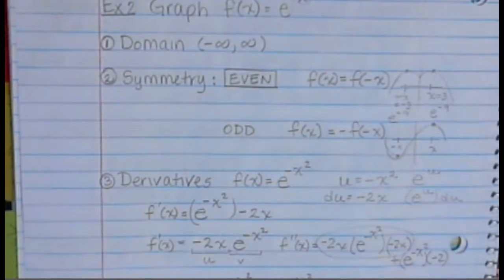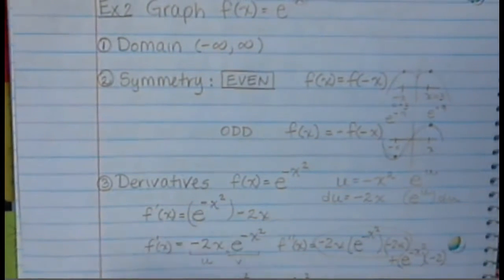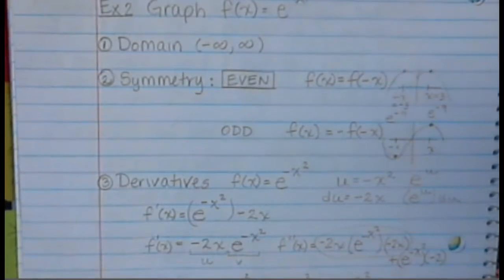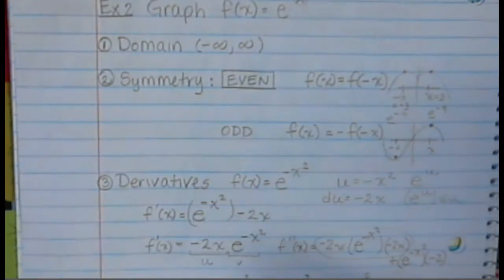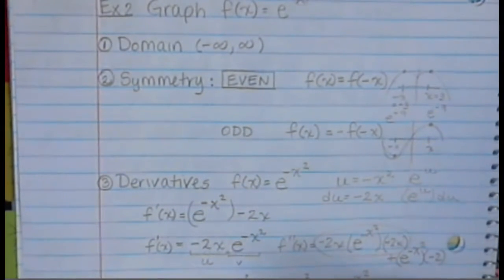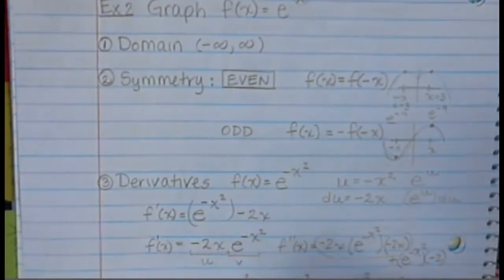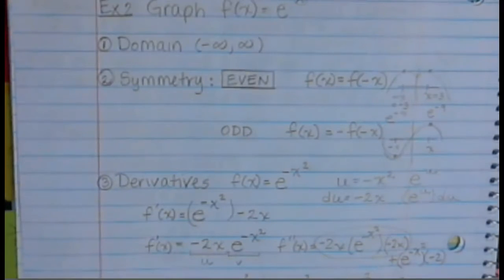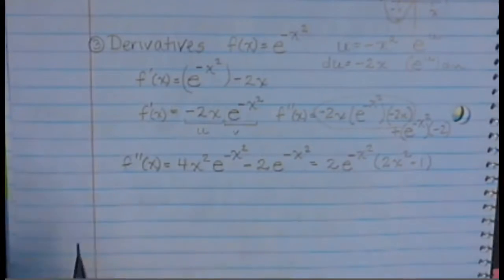Just to see if it makes things a little simpler, let's see if we can factor. We notice that both of them have a 2 and both of them have an e to the negative x squared. When I do that, I end up with 2x squared minus 1. So that might come in handy when we're trying to set it equal to 0 and so on.